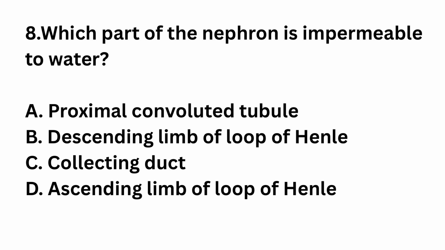Question number 8. Which part of the nephron is impermeable to water? Proximal convoluted tubule, descending limb of loop of Henle, collecting duct, ascending limb of loop of Henle. The right answer is option D, ascending limb of loop of Henle. The ascending limb allows salt reabsorption but not water.